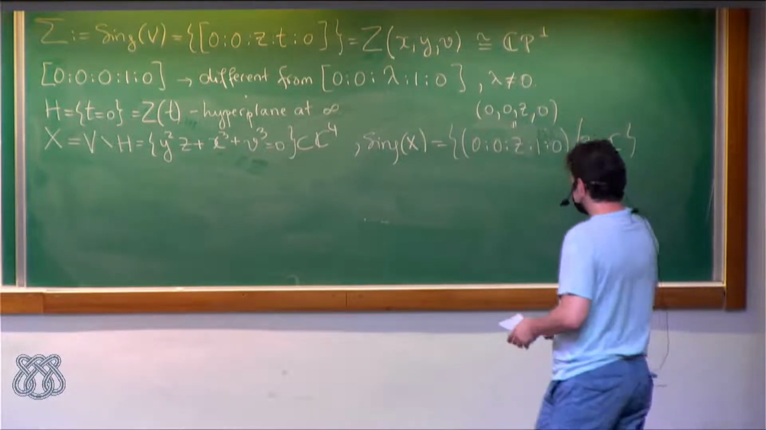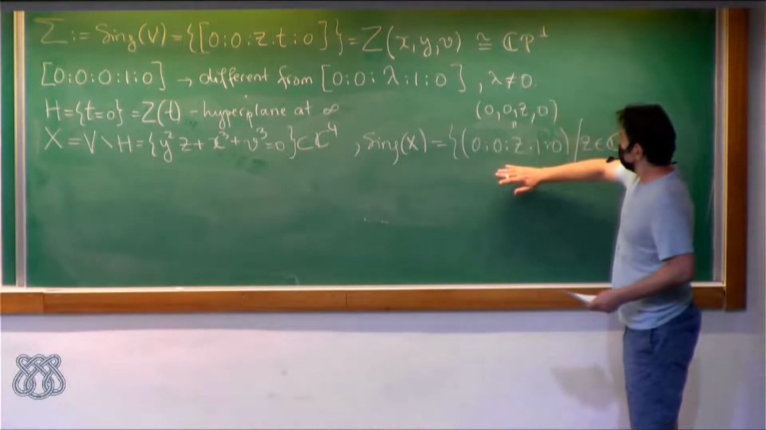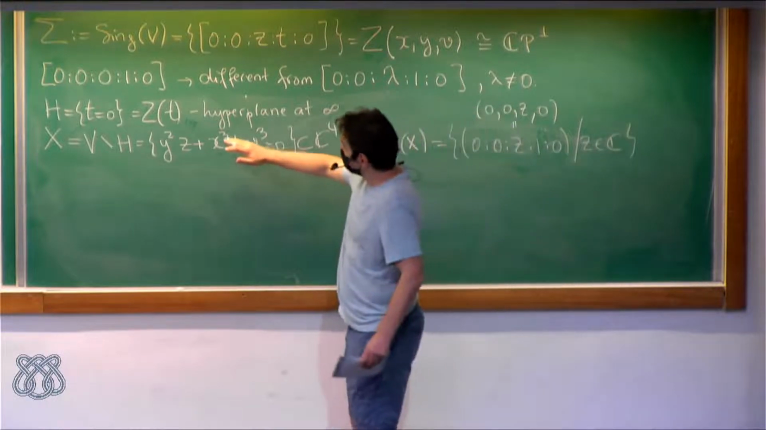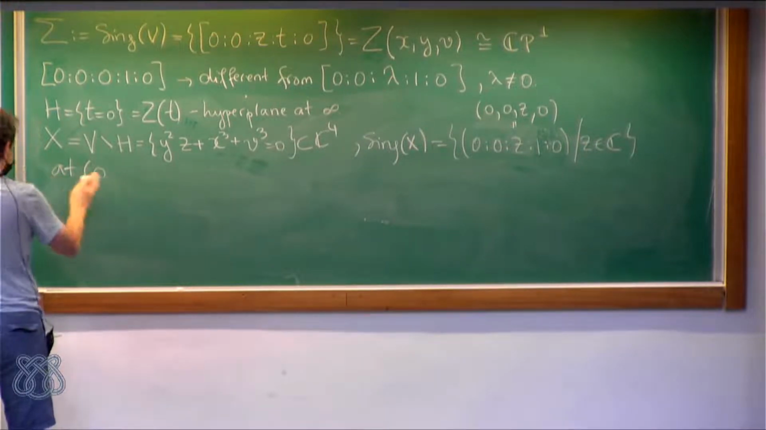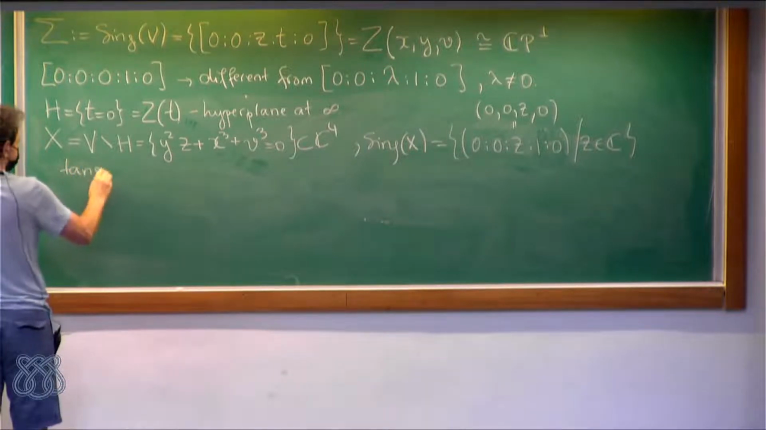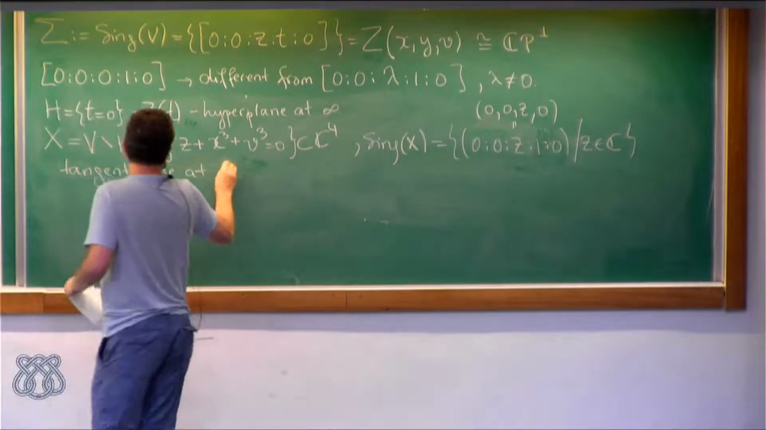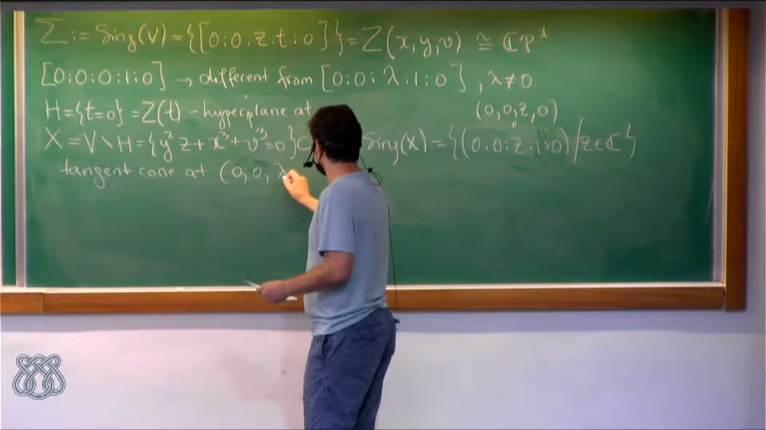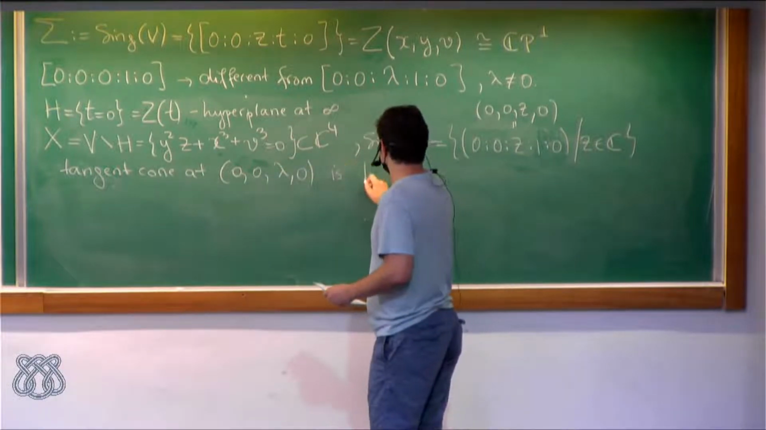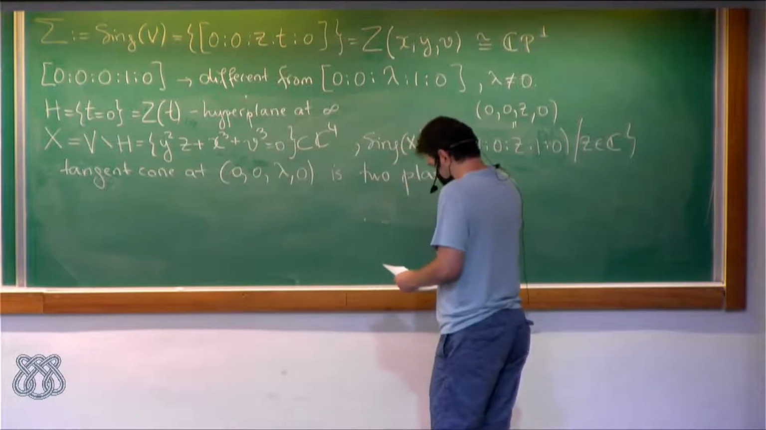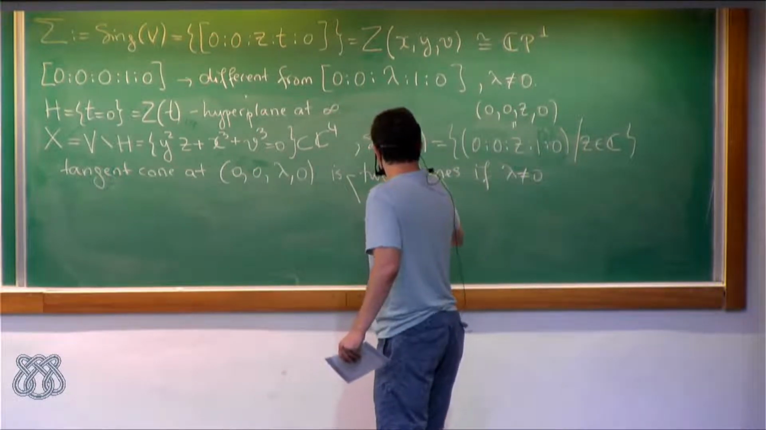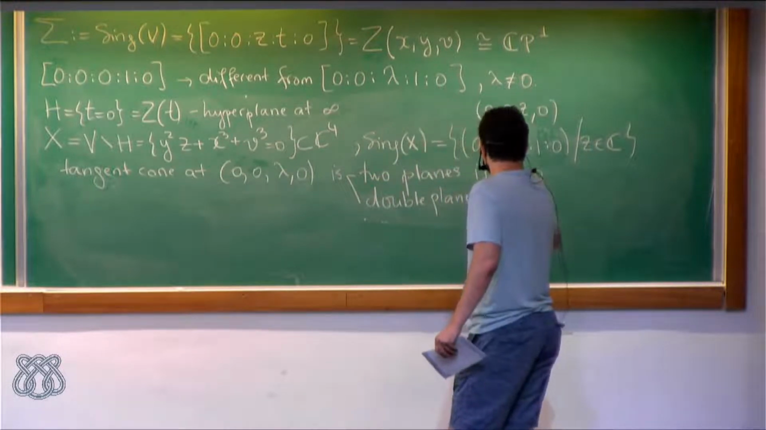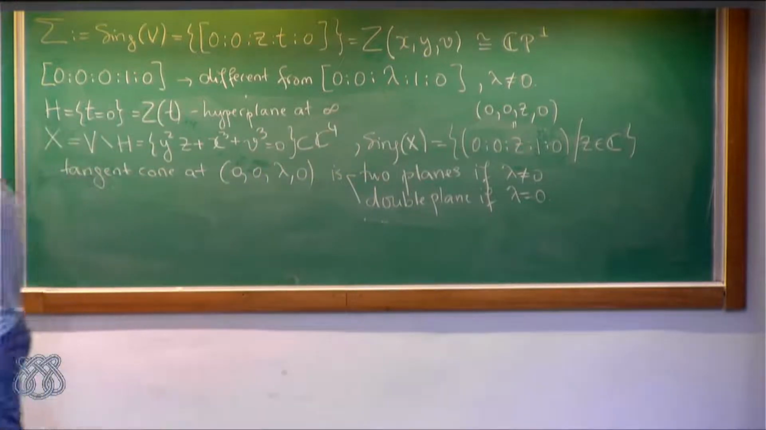Okay, so now on this complex line, it's easier to actually work out the tangent space, and you get exactly what I said. So the tangent cone at (0, 0, lambda, 0) is two planes if lambda is not 0, and a double plane if lambda is 0. So now this says that the origin on the singular locus will have to be a separate stratum.